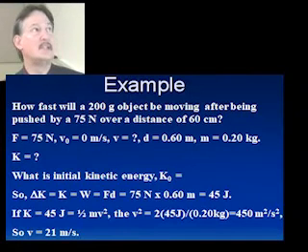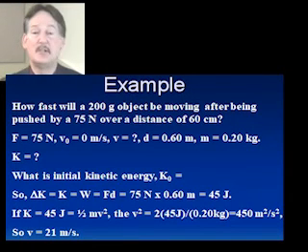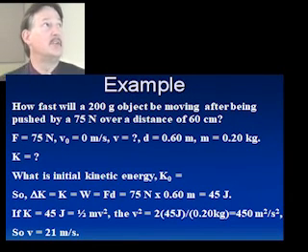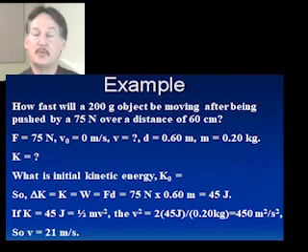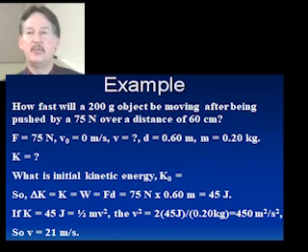For instance, here we have an example of how fast a 200-gram object will be moving after being pushed by a 75 Newton force over 60 centimeters. In other words, we're pushing in the direction of motion, in this case parallel to the displacement of 60 centimeters, with a force of 75 newtons. So the source of this force is doing work.